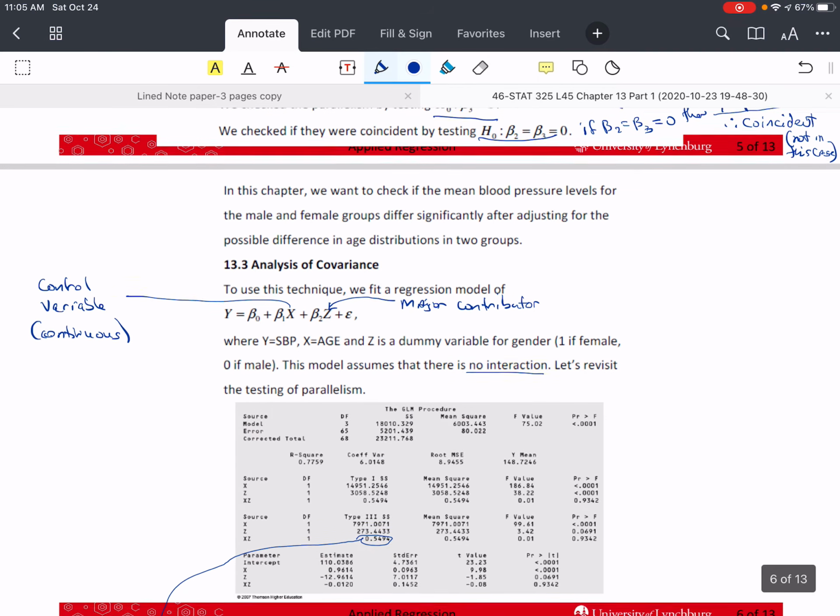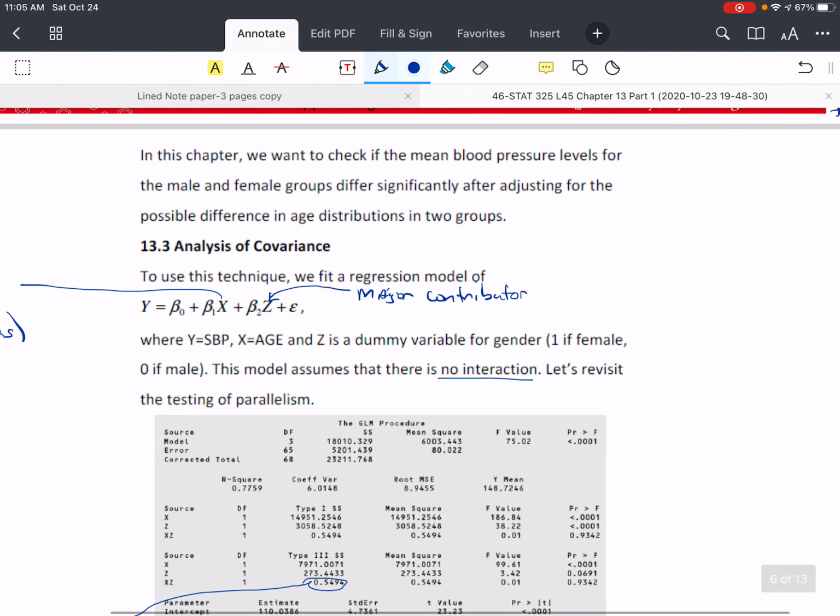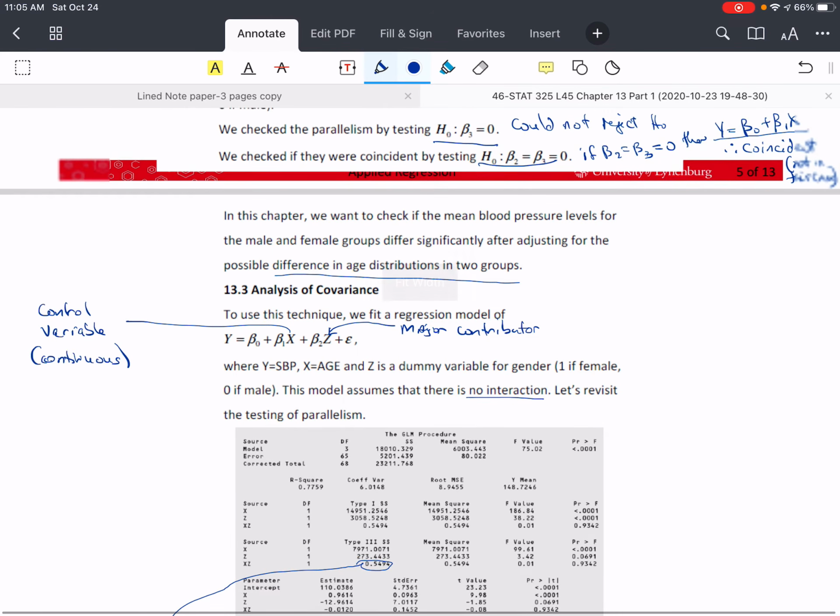Okay, in this chapter, we're going to check whether the mean blood pressure levels for male and female groups differ significantly after adjusting for the possible difference in age between the two groups, as we just mentioned. Now, we're going to fit the regression model, y equals beta naught plus beta 1 x plus beta 2 z plus epsilon. No interaction again, okay? So x is our control variable. It's continuous, okay? So the covariates are continuous.